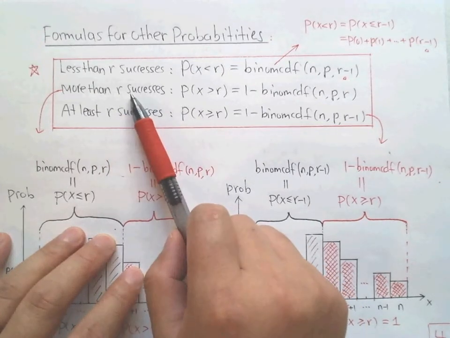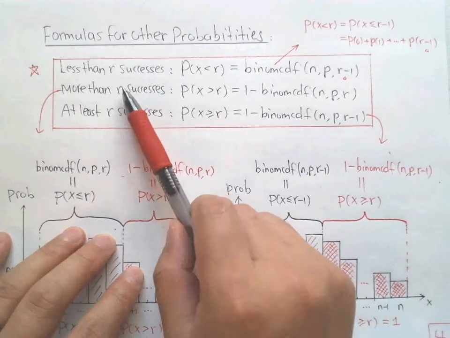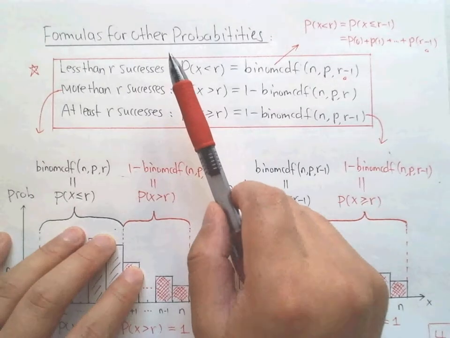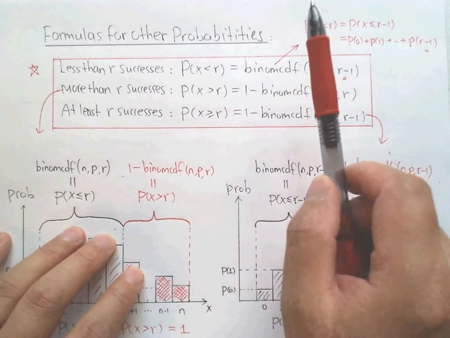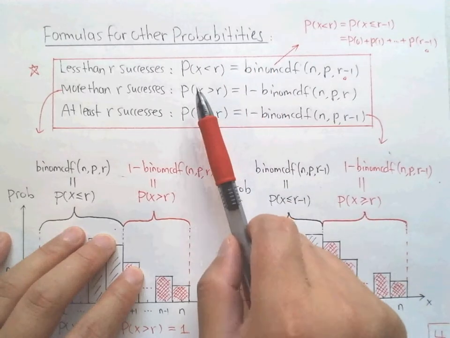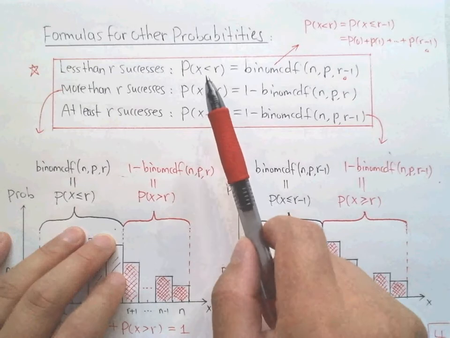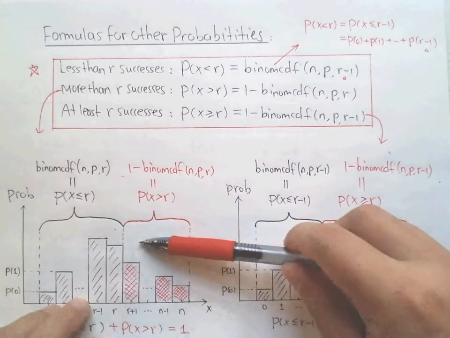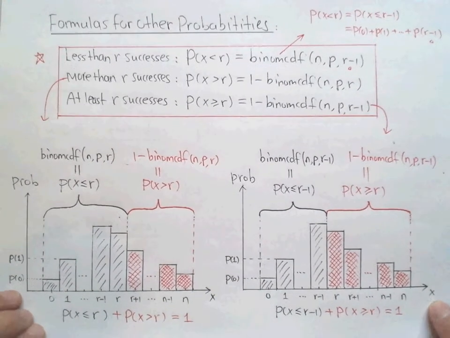More than R successes. More than. If you play 10 times, you want to calculate the probability that the success time is more than 5. More than 5 means what? 6, good, 7, 8, 9, 10, all more than 5. So how do we calculate this probability? The formula looks complicated, but it's okay. If you look at this graph, it should be very easy to understand.